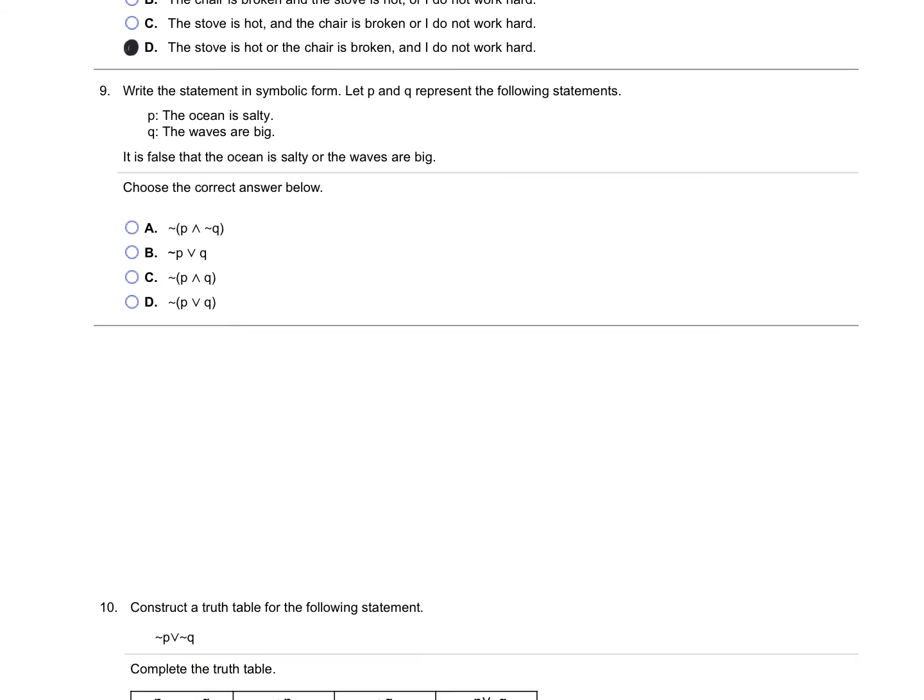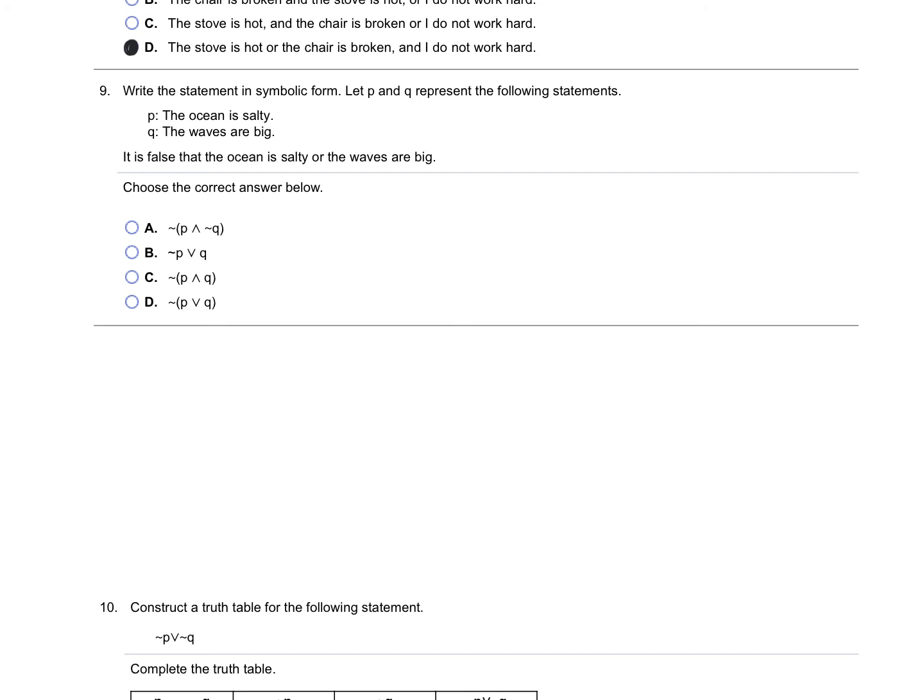Number 9, write this statement in symbolic form. Let P and Q represent the following statements. P is the ocean is salty. Q, the waves are big. It is false that the ocean is salty or the waves are big.